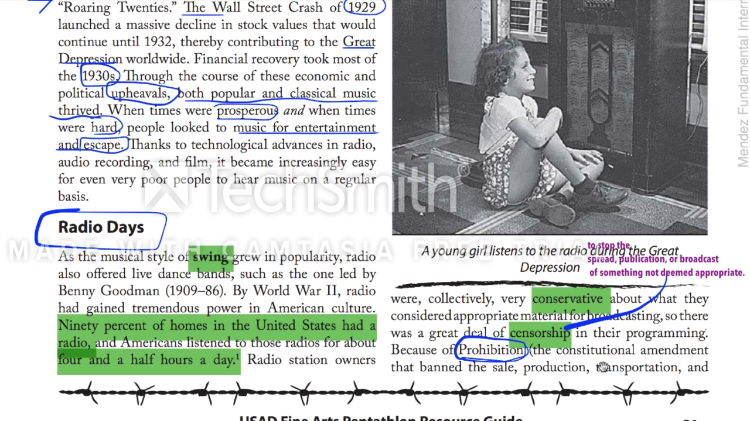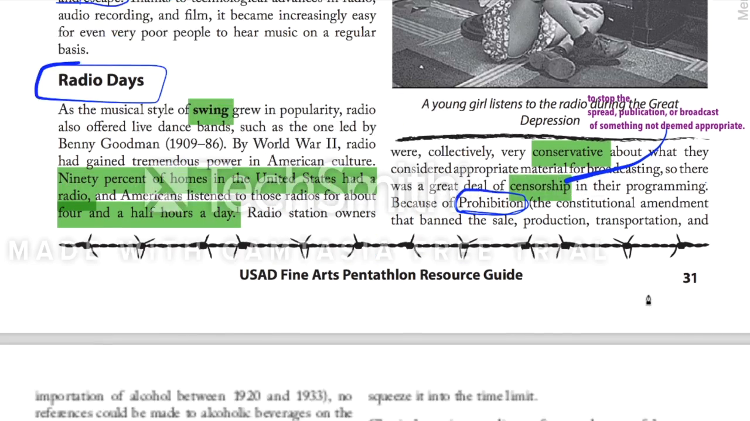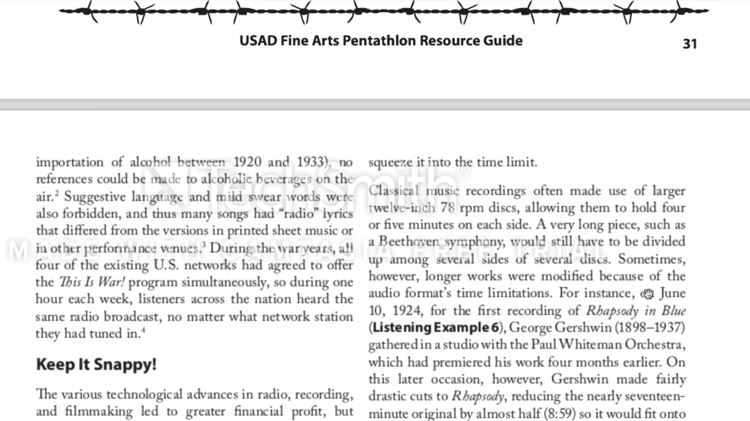There was a religious awakening that kind of fueled this movement. But guess what? Do you think people actually followed this rule? No. In fact, there was a lot of alcohol consumed because people were making alcohol in their homes. They were bootlegging alcohol. It was a constitutional amendment that banned the sale, production, transportation, and importation of alcohol between 1920 and 1933.